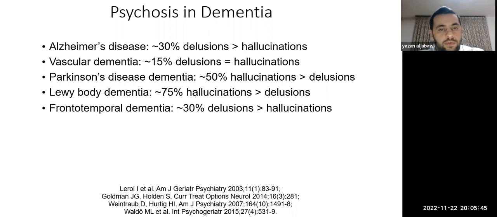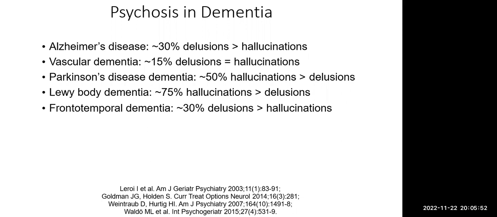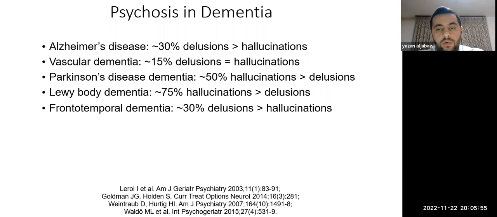Now, regarding the type of psychotic symptoms, in Alzheimer's disease, 30% of patients demonstrate psychosis, with delusions more than hallucinations. Regarding vascular dementia, around 15% of patients show psychotic symptoms, with almost equal delusions and hallucinations. In Parkinson's disease dementia, around 50% of patients suffer from psychotic symptoms, hallucinations more than delusions. In Lewy body dementia, around 75%, and hallucinations way more than delusions. The last type is frontotemporal dementia, around 30% of patients express psychotic symptoms, and delusions are more likely to be present than hallucinations.